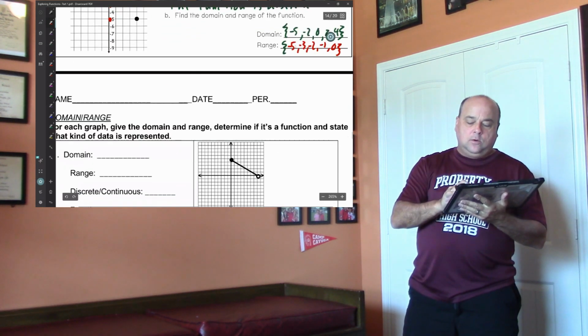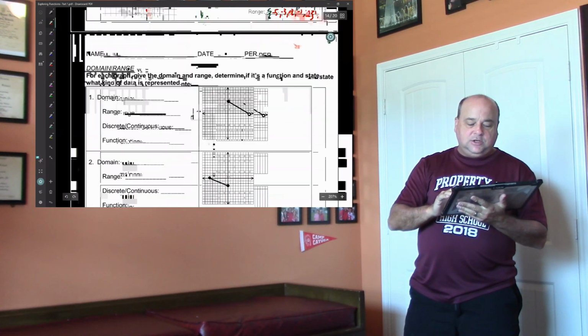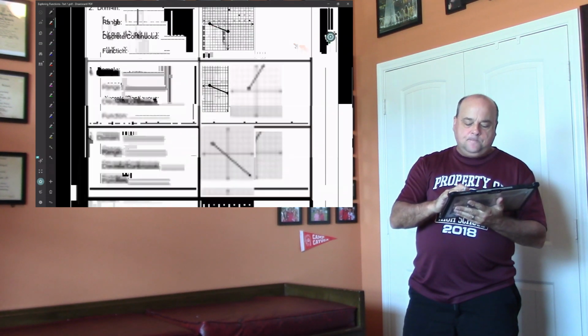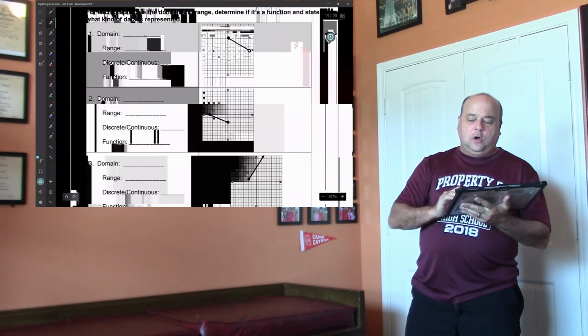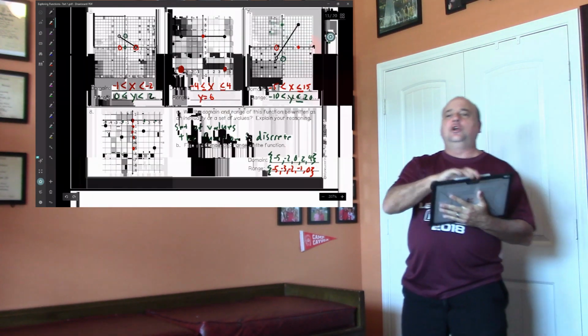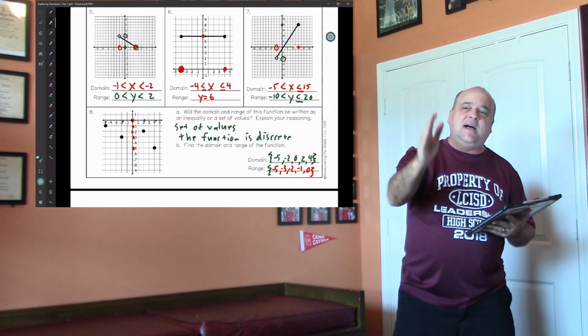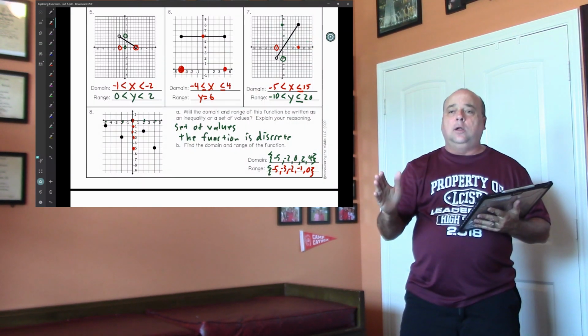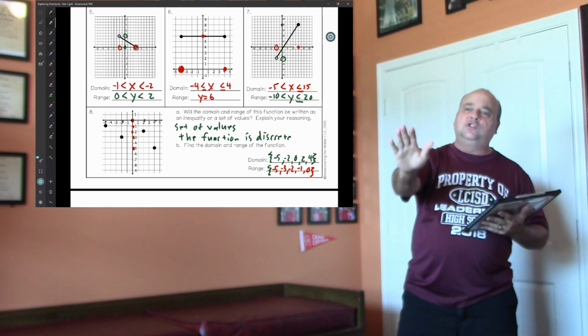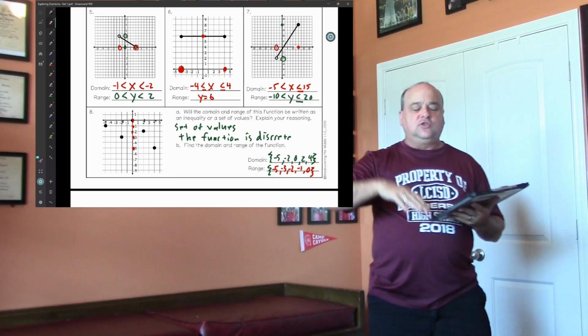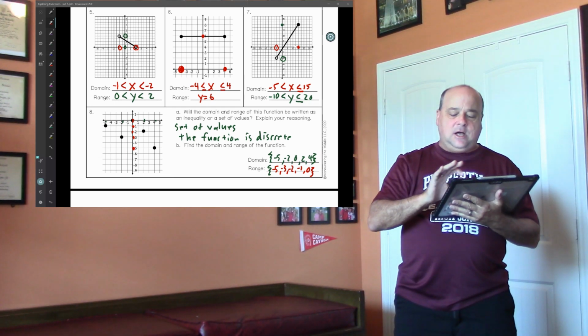Let's continue on. And I think the next page is your homework. Okay? So the next page is your homework. I'm going to go back and show you how to do that in a minute. Remember, what did you learn today? You learned how to define the domain and range with inequalities. The domain goes from left to right. The range goes from top to bottom.